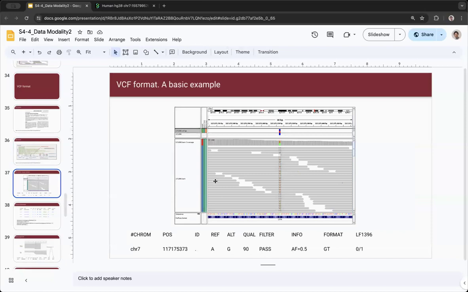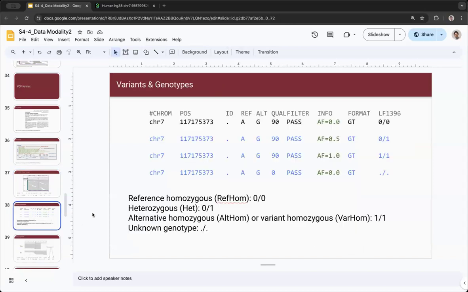If you look at this IGV plot, this is one position having a heterozygous variant. This person is LF1396, which is paired here. You have nine columns, and in the tenth column you have the genotype information, which is 0/1. This represents the heterozygous genotype. So this is the relationship between the variant and genotype. The variant is given for this locus, and here as well, so we have all four variants.